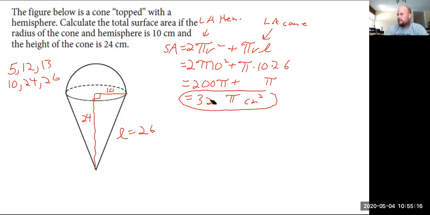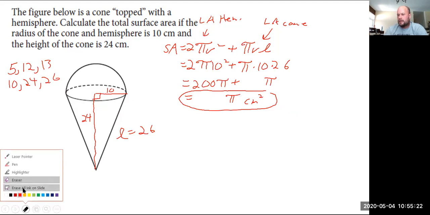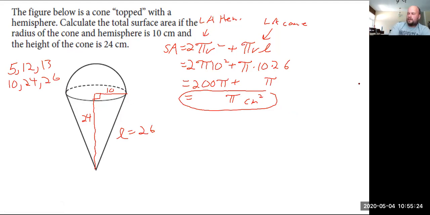Let's erase that part and this part. So let's try this again so we can actually read my handwriting. So this was 10 times 26. Not the way I read it. I read it as 10 times 2 times 6. So 10 times 26 is 260. Add those together, and we should have 460. Thank you, Alex.